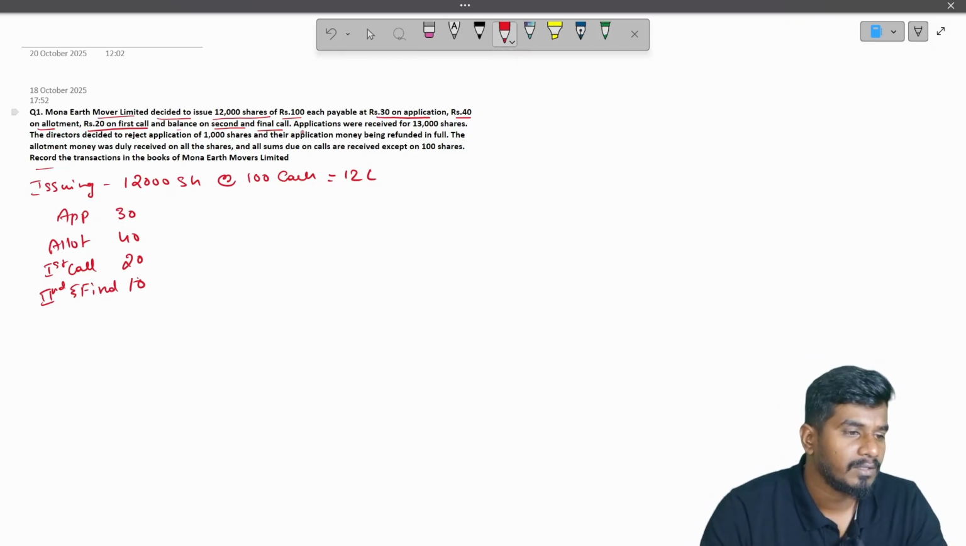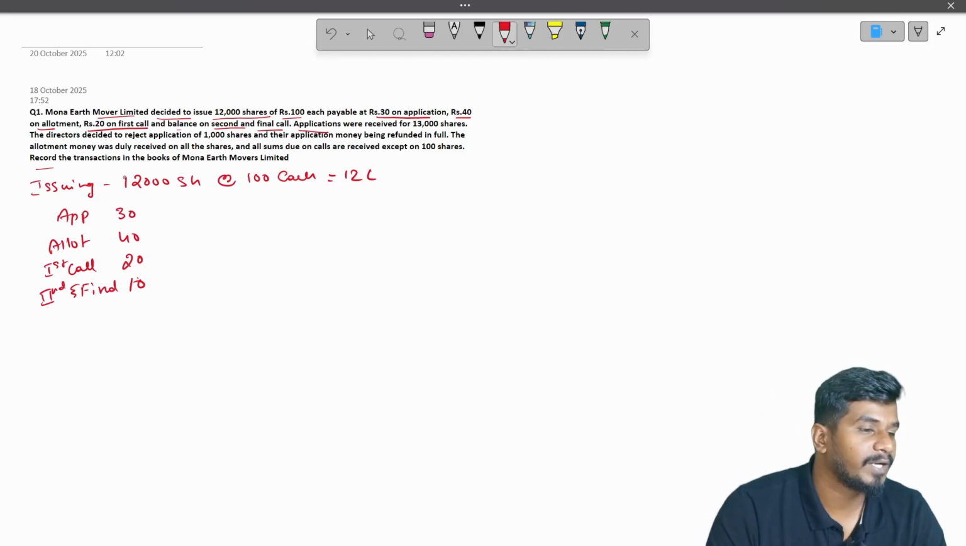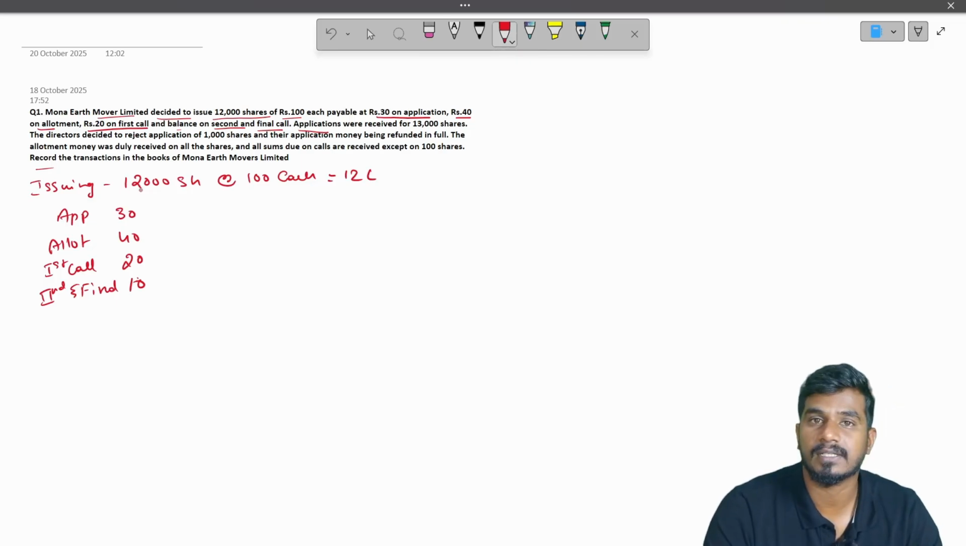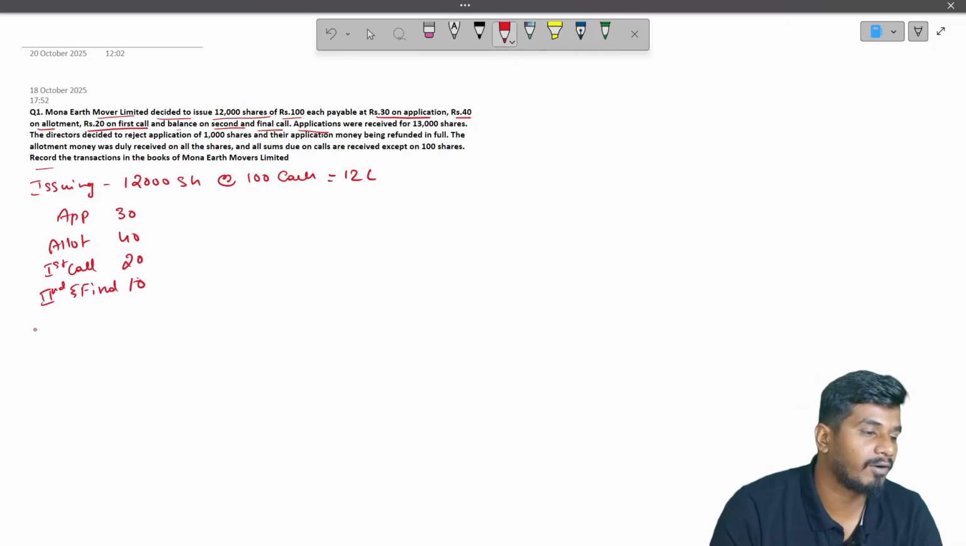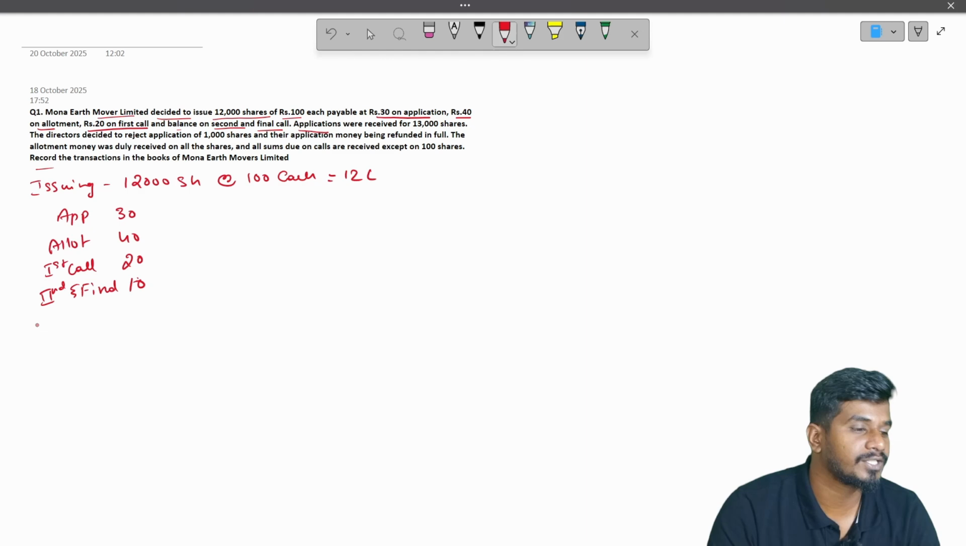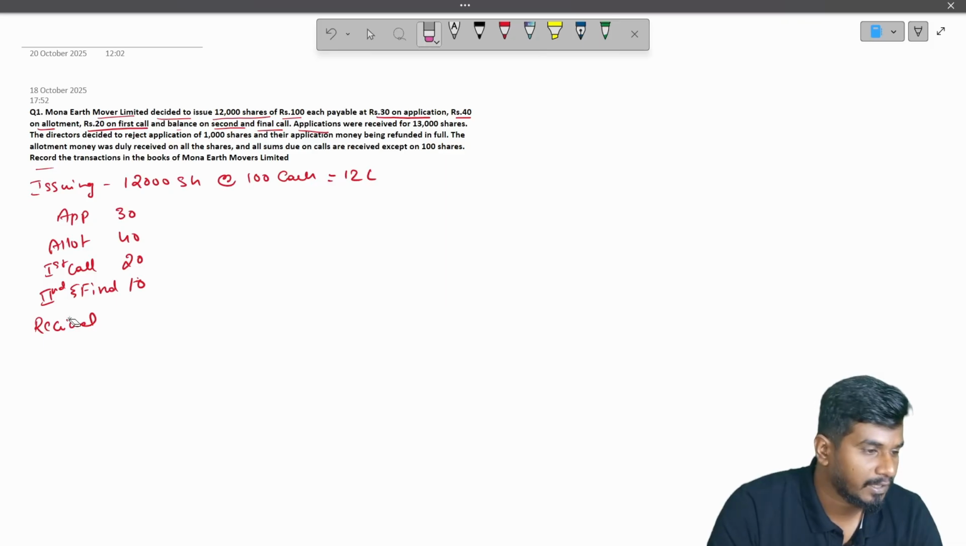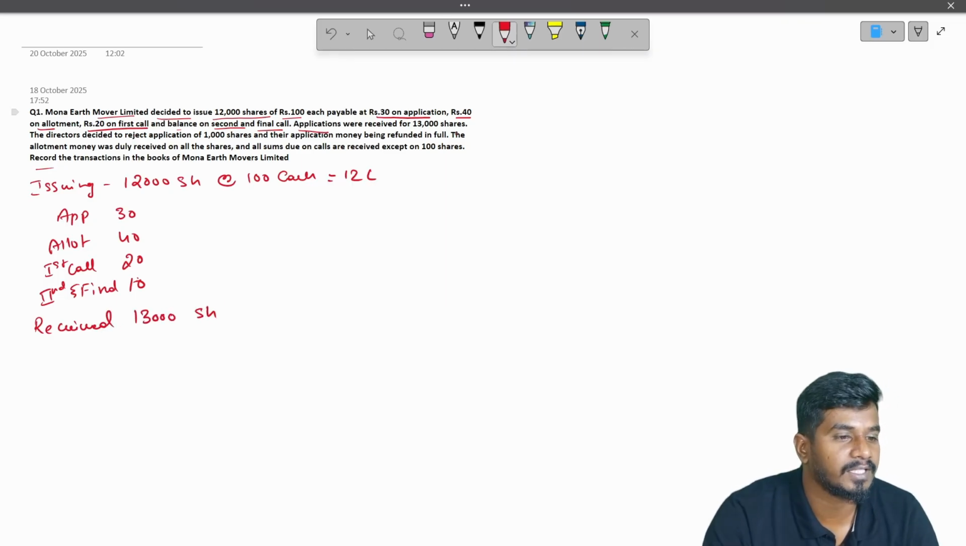Now, applications were received for 13,000 shares. The company issued 12,000 shares. The public applied for 13,000 shares. So, sorry for my handwriting, let me rewrite it. Received applications for 13,000 shares.